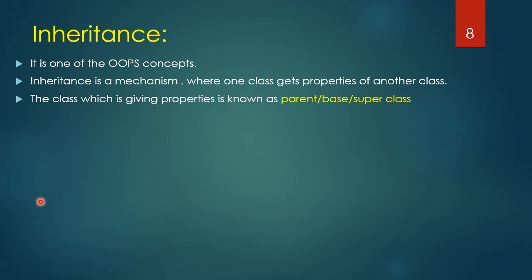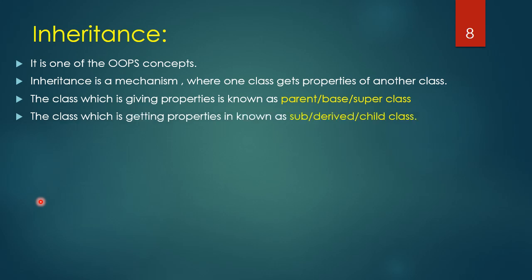The class which is giving properties is known as the parent class, base class or super class. The class which is getting properties is known as the subclass, derived class or child class. We can use any of these three names to represent the class which is getting properties and the class which is giving properties. And a subclass will be created by using the extends keyword.